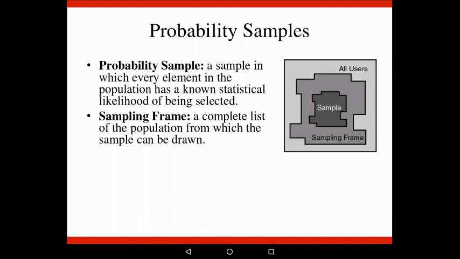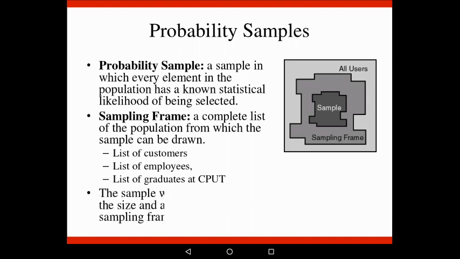So all users is the population, whereas the sampling frame, that's like just the group that you will be contacting. Those who answer, who say yes, we will do the research with you, is then known as the sample. Okay, so you can use a list of customers or a list of employees as your sampling frame. A list of graduates at CPUT could be our sampling frame if we want to gather information from them.